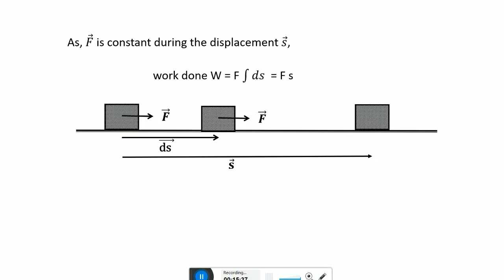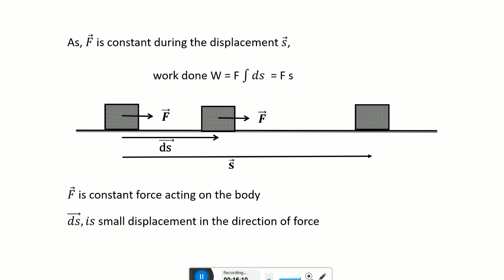as shown in figure. A constant force is applied to a body. ds is the small displacement and S is a finite displacement in the direction of force F. At that time we get W is equal to Fs. F is constant force acting on the body. ds is the small displacement in the direction of force, and S is the finite displacement which is also in the direction of force.